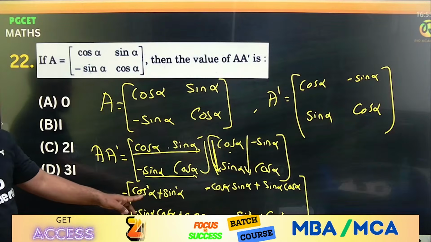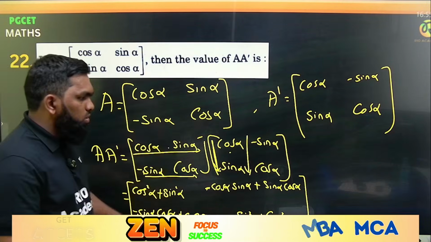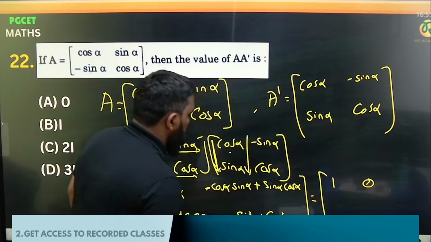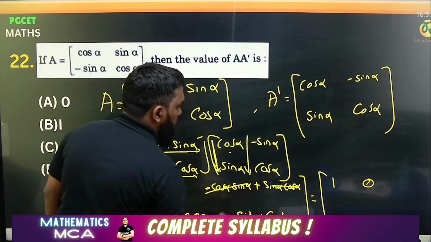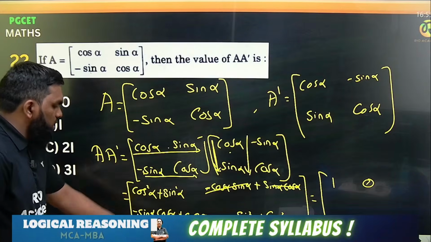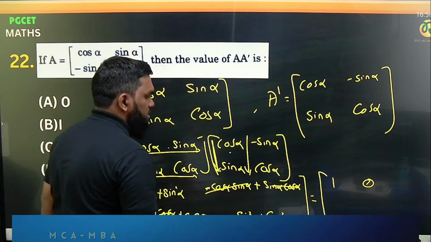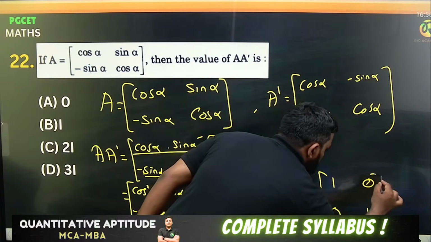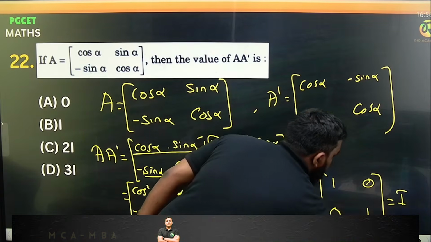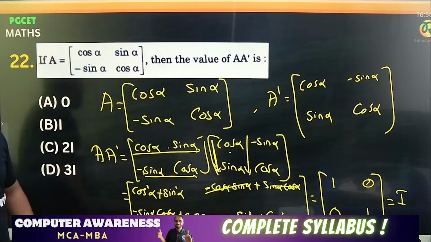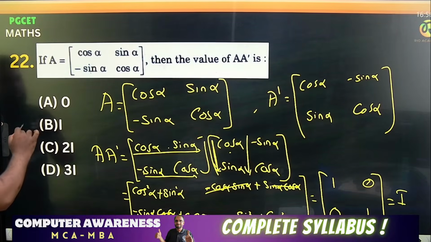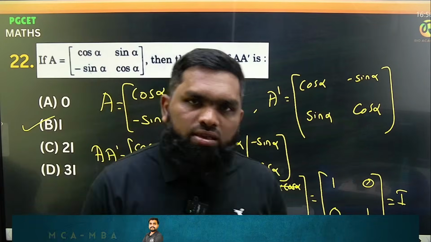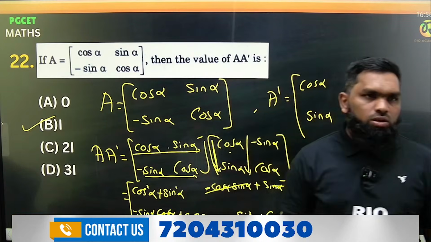Now here cos square alpha plus sin square alpha equals 1. The off-diagonal terms become 0, because one is a negative sign and the other is a positive sign, so they cancel, and the answer is 0. Here again the answer will be 1, and this we can denote as the identity matrix. Which one is that? That is option B. I is the identity matrix.